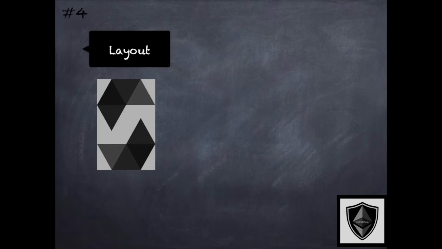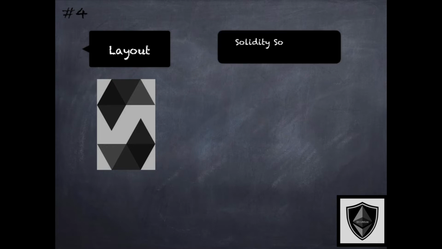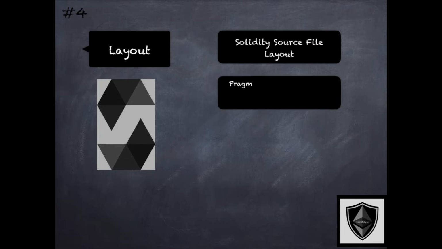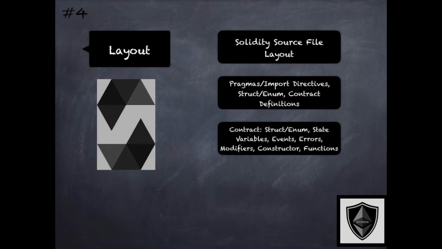What does the physical layout of a smart contract written in Solidity look like? This is important to the readability aspect of the file and the maintainability aspect of the smart contract in the context of the project itself. A Solidity source file can contain an arbitrary number of various directives and primitives. These include the pragma and the import directives, and the declarations of structs, enums, and contract definitions. And every contract can itself contain structures, enums, state variables, events, errors, modifiers, constructor, and various functions that define the various functionalities that are implemented by the smart contract.